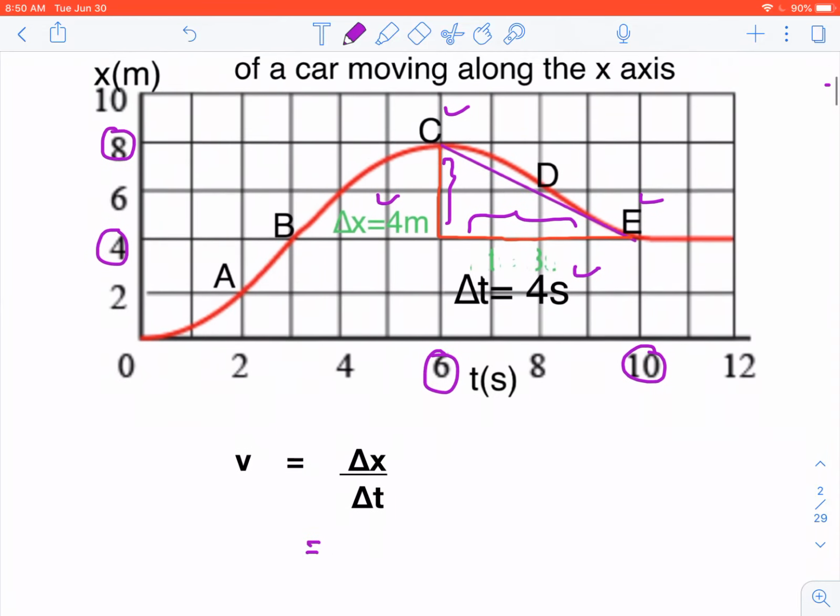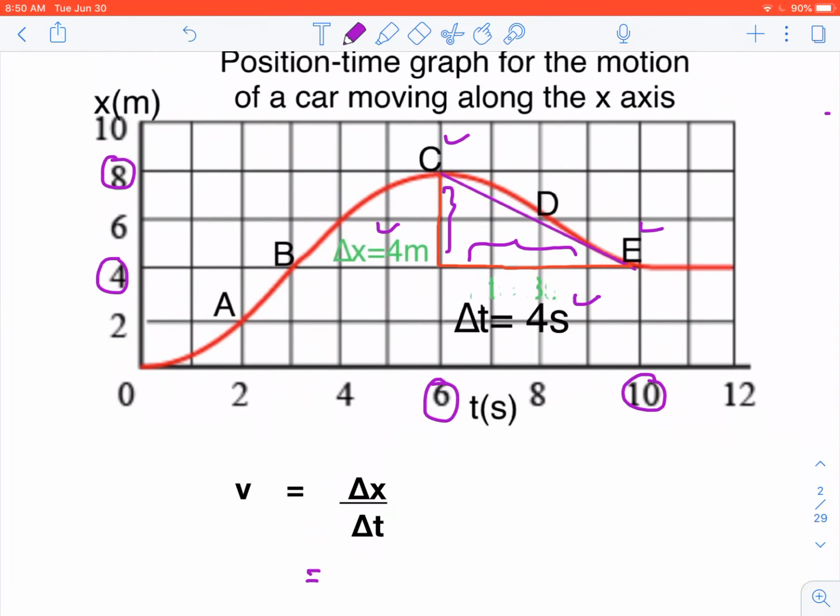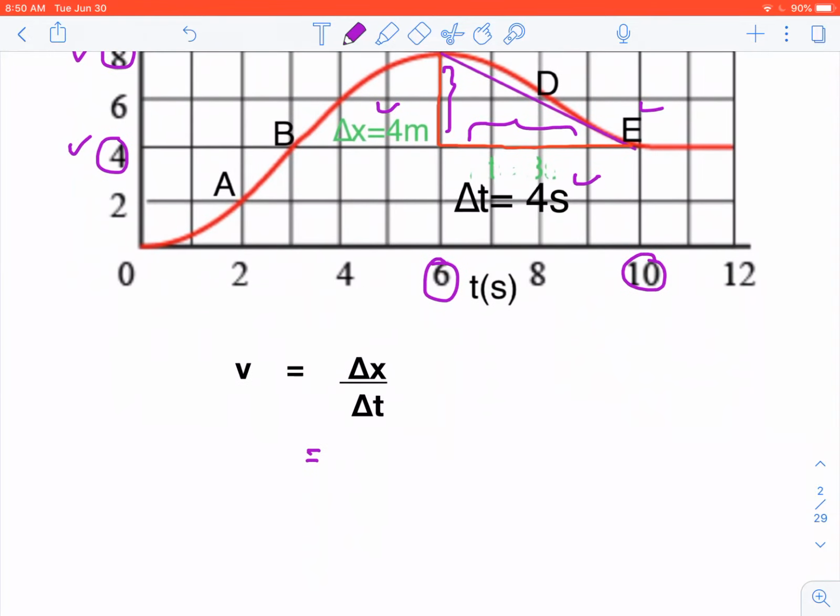So the change here is 4, but here we need to be careful because in terms of our definition now, we have that as our initial distance, and that's our initial and that's our final. So we say x2 minus x1, which is final minus initial, and then t2 minus t1.